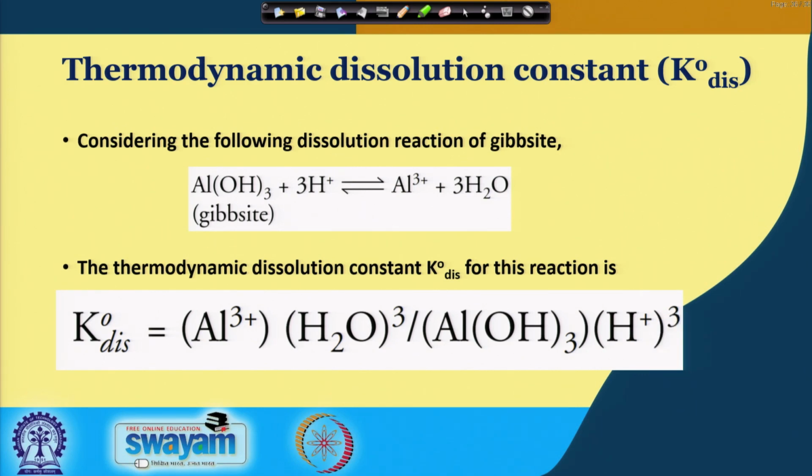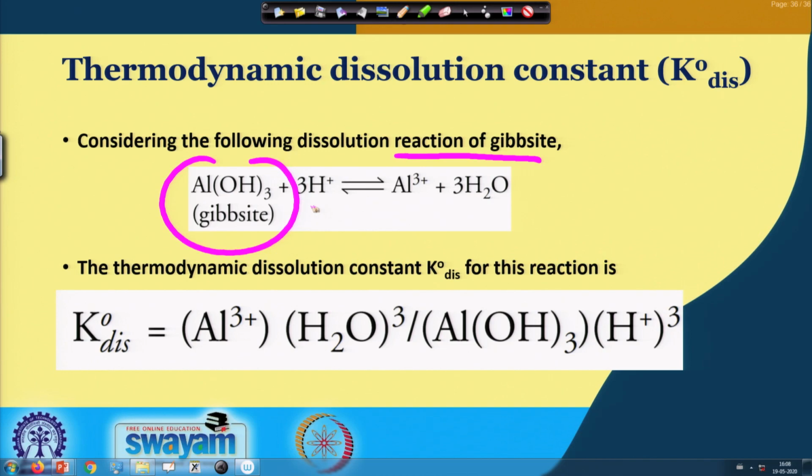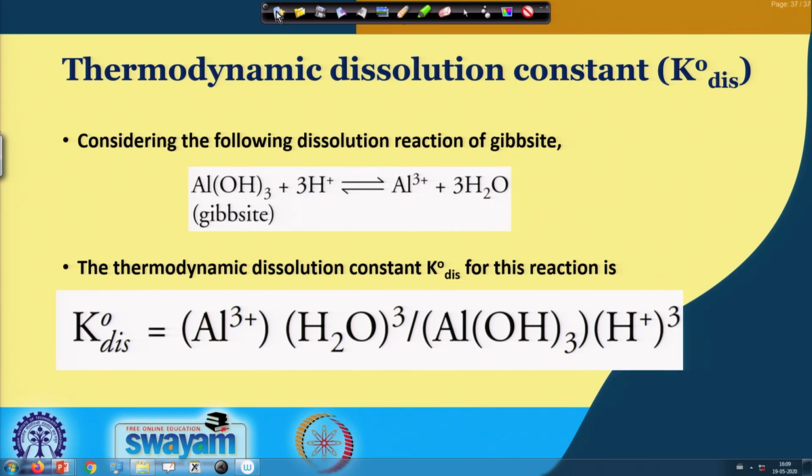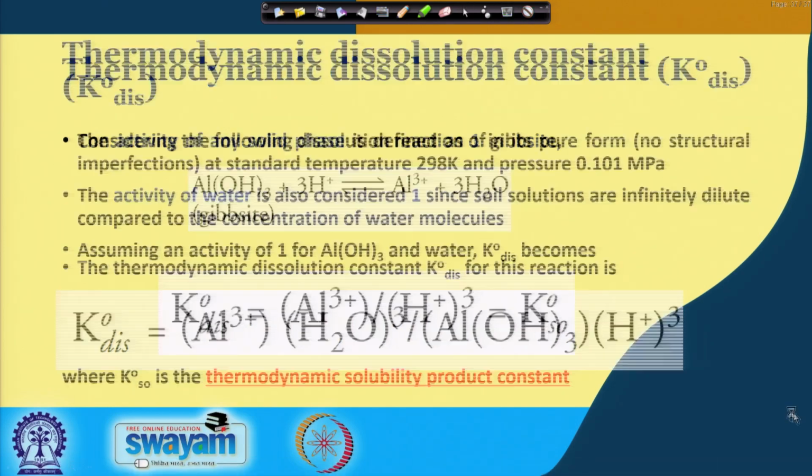Now, what is the thermodynamic dissolution constant? Considering the following dissolution reaction of gibbsite. So, this is gibbsite. When it is reacting with the proton in acidic environment, it forms aluminum as well as water. So, the thermodynamic dissolution constant, which is K0Ds, from this reaction can be expressed in terms of this. Okay. So, this is called the thermodynamic dissolution constant.